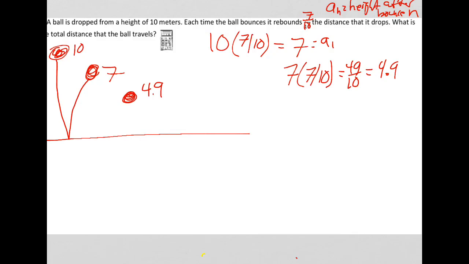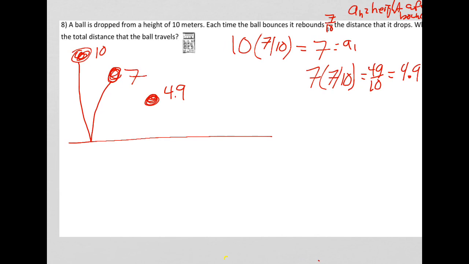So again, from the first drop, it went down once and bounced up to the 7, but then it's going to bounce back down 7 meters and then up to the 4.9, and then down and up and down and up and down and up. But the key is, for each actual term in my sequence, first term, second term, nth term, each term is actually traveling double the term value because it's going up and down.